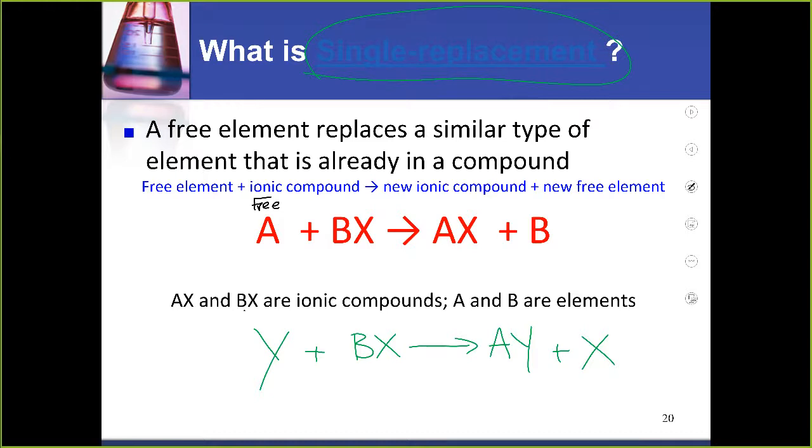A is the free element. And here's the generic equation 2. Y is the free element. So you always have a free element, and that free element replaces an element like itself that is stuck inside a compound. Let's talk about that in terms of the first equation. A is a metal. B is also a metal. A kicks out B to replace B and form a compound with X, making B the free element at the end. So at first, A was free, it kicked out B, it replaced B to form AX, and now B is free. That is the generic form of a single replacement reaction.